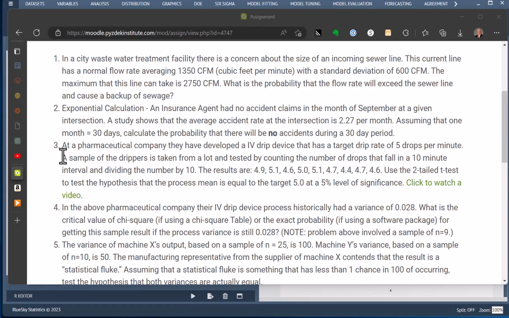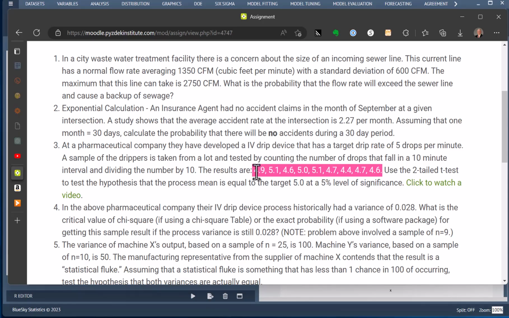For exercise 3, we're given a pharmaceutical company's developed an IV drip device that has a target drip rate of 5 drops per minute. We take a sample of drippers from the lot and we test them by counting the number of drops that fall in a 10-minute interval and divide by 10 to get drips per minute. Here are our results. It tells us to use a two-tailed t-test to test the hypothesis that the process mean is equal to the target 5 at a 5% significance level.